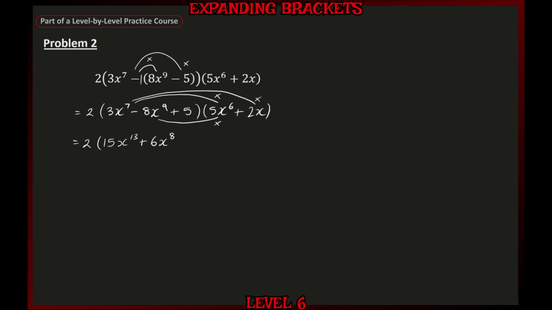We have minus x to the power of 9 times 5x to the power of 6. So minus 8 times 5 is minus 40. And x to the power of 9 times x to the power of 6 is x to the power of 15. Minus 8x to the power of 9 multiplied by 2x. We have minus 8 times 2, which is minus 16. And x to the power of 9 multiplied by x is x to the power of 10.